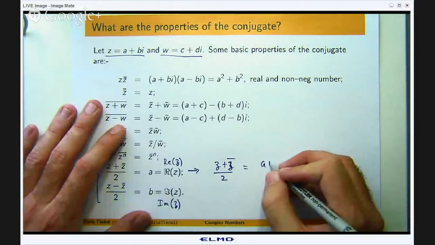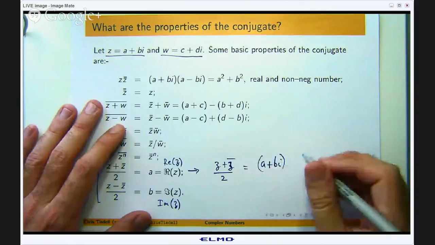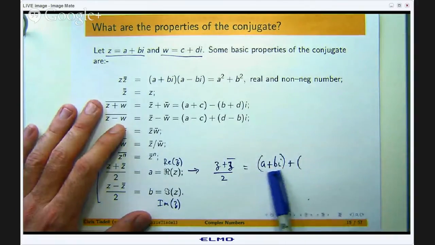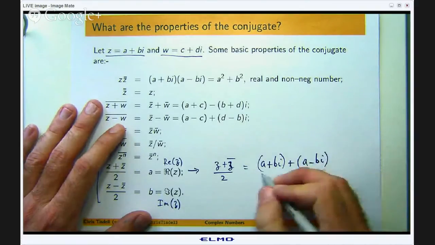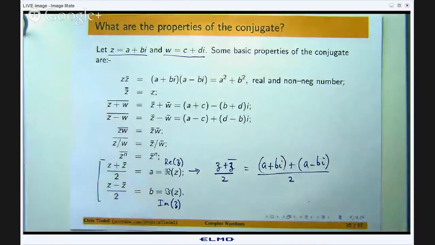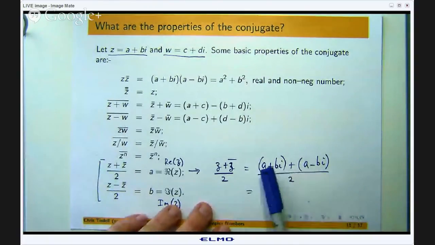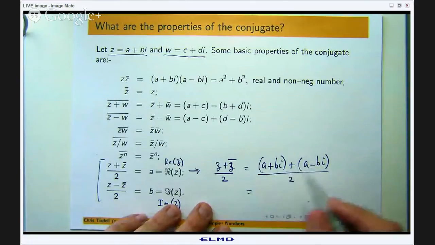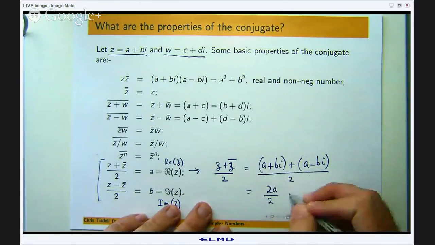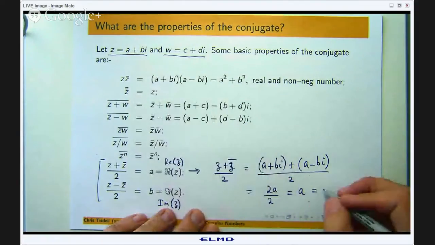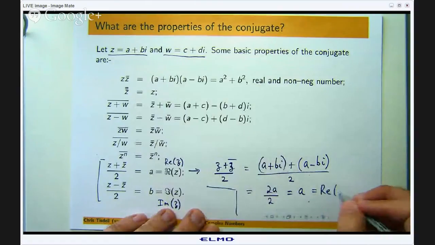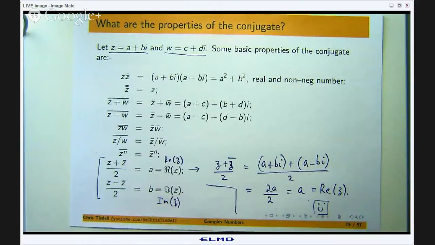So it's going to be a plus bi plus the conjugate. If that's my complex number, the conjugate will be a minus bi. And I want to divide the whole thing by 2. If I add the like terms, a and a is 2a, and bi minus bi disappears. So the 2's will cancel, and that just leaves us with a, which is the real part of z. So that's a very quick proof. Try proving the other results if you can.